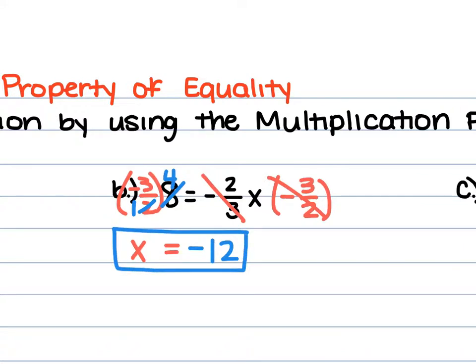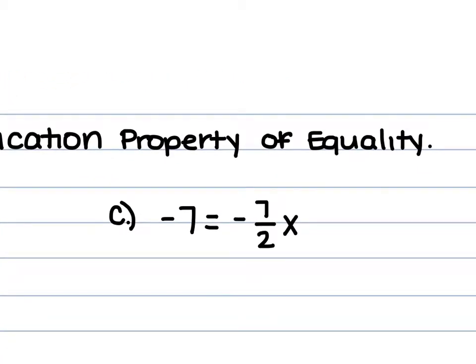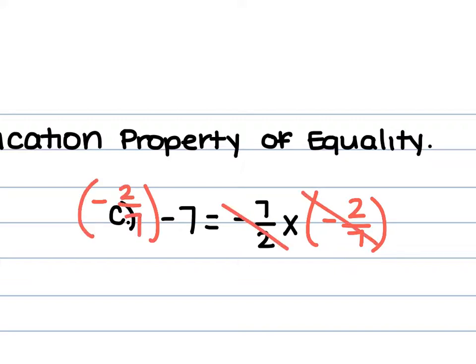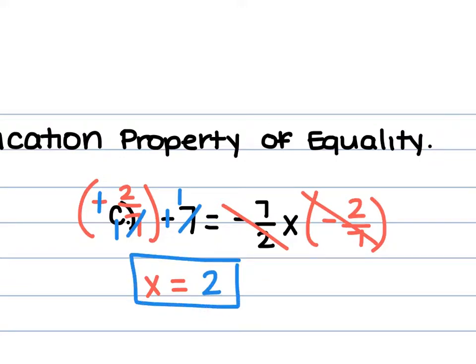Remember, you can simplify before you multiply with these fractions. If we look at c, we have negative 7 is equal to negative 7 over 2 times x. So again, we're going to multiply by the reciprocal of that negative 7 over 2, which is negative 2 over 7. So that 7 on the other side is also going to be multiplied by the negative 2 over 7. These cancel out on the right side, leaving us just with x. And then we have 7 as our denominator and 7 as our numerator. So they're both going to become 1s. And a negative times a negative is a positive. So 2 times 1 is 2.